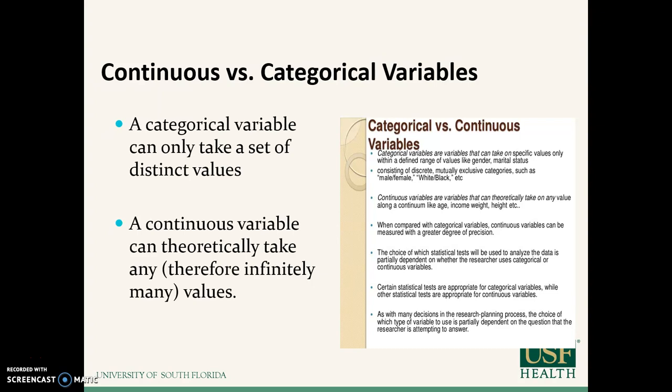Continuous versus categorical variable. A categorical variable can only take a set of distinct values, so their values can be separated. That's what distinct values means. A continuous variable can theoretically take any, therefore infinitely many values, so the value of a continuous variable is a continuum. That means if you pick any 2 values of a continuous variable, you can always find a third value in between these 2 values. In that sense, the value is continuous.